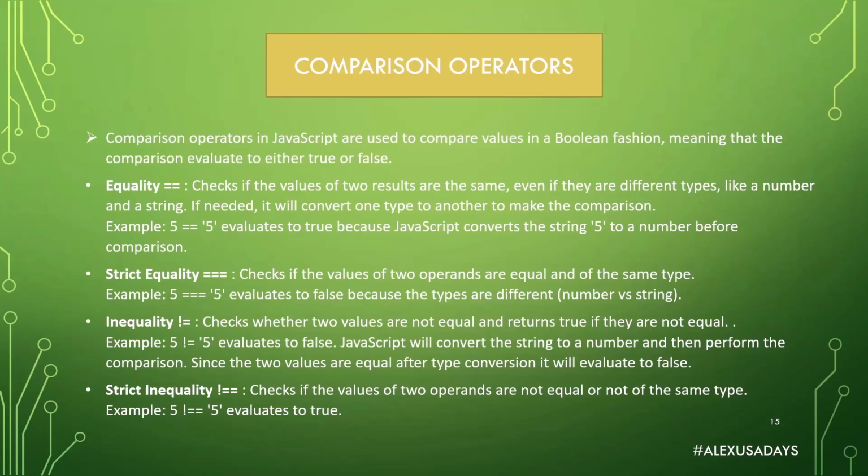Strict inequality checks if the values of two operands are not equal or not of the same type. So for example, 5 !== "5" evaluates to true. 5 as a number is not strictly equal to 5 as a string.